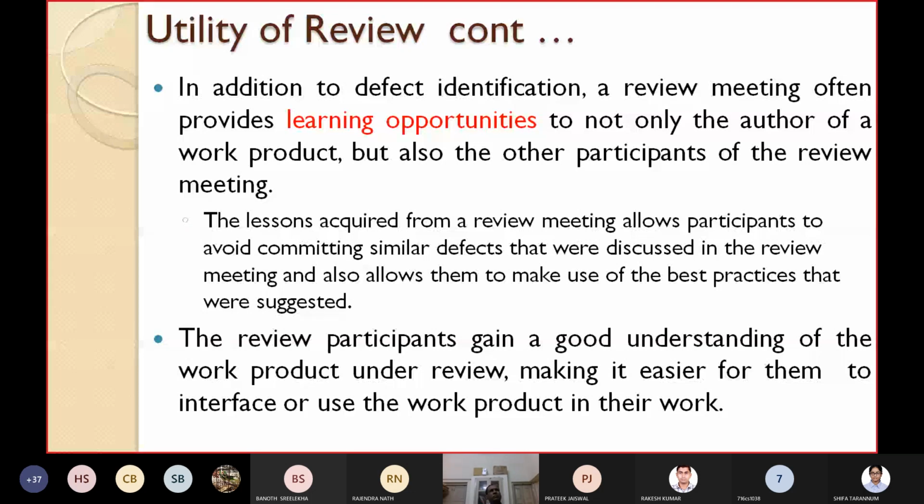Now let's see what can be reviewed. What are the candidate work products for review? Previously we have known only code can be reviewed. No, there are several other non-executable work products that can be reviewed. Let's see what are the work products that can be reviewed.